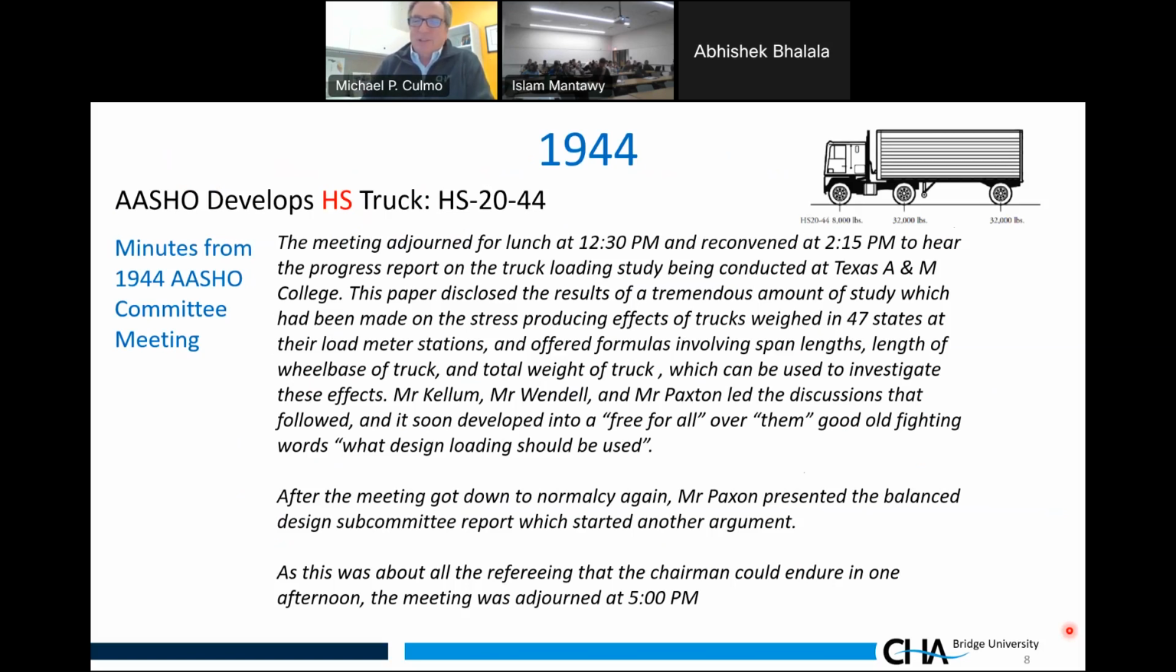So this kind of shows you that truck loading is a fairly, there's a lot of debate in the industry on what we should be designing bridges for. And we're going to talk about how the truck loading changed in the late 1990s, and it was controversial at that time as well. So truck loading has always been controversial. It always will be controversial.